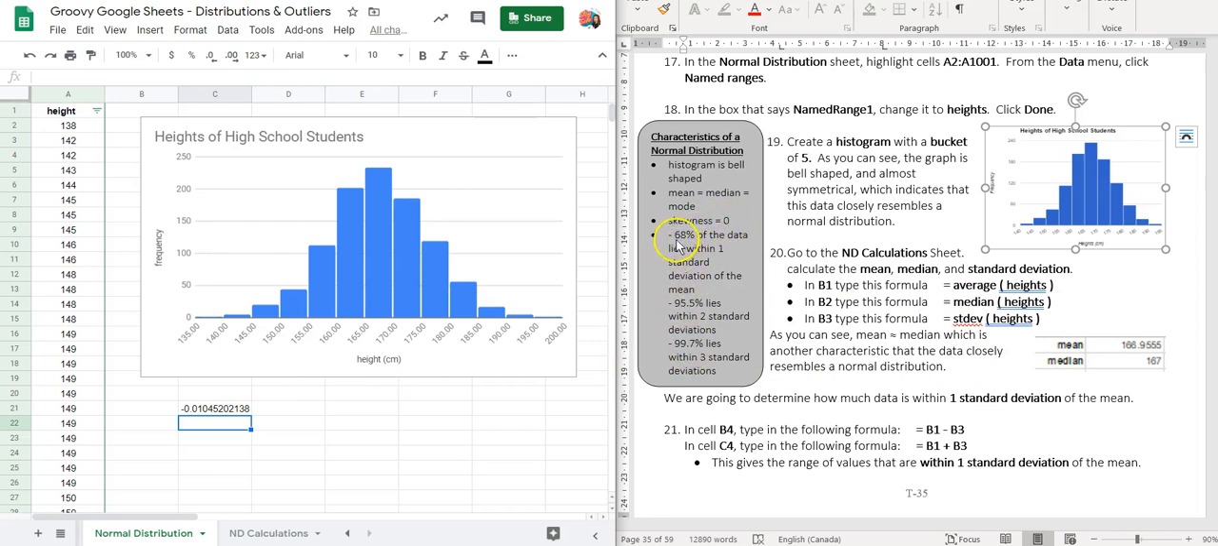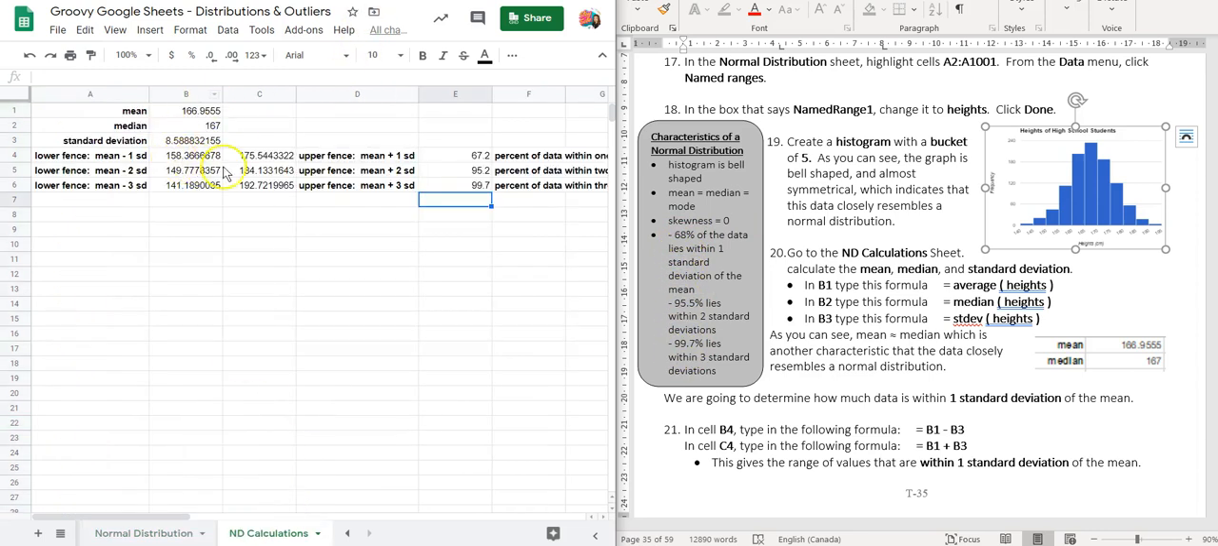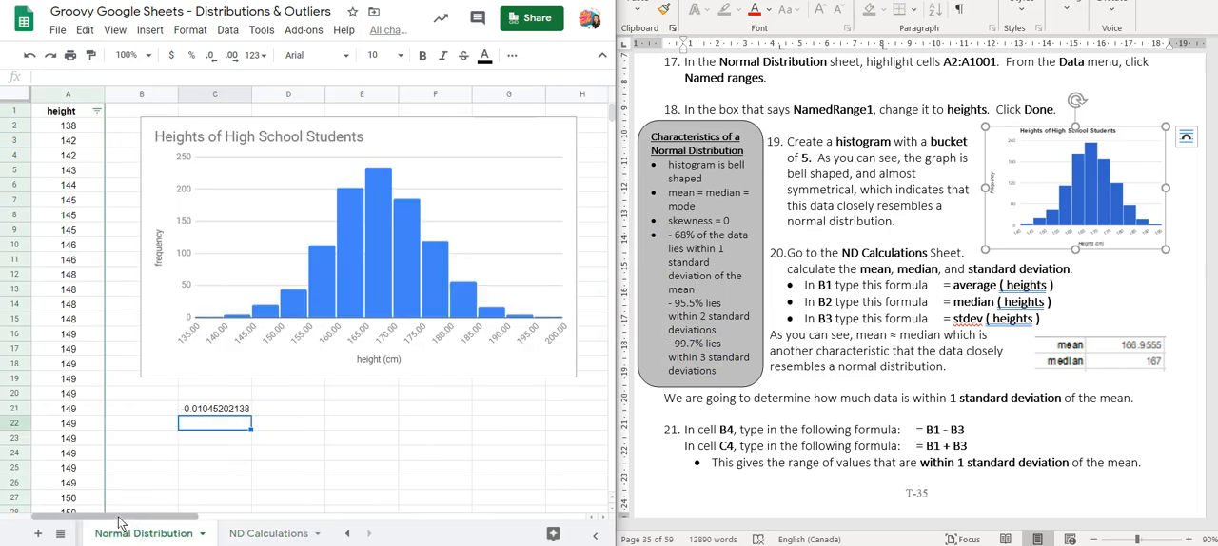And then lastly, our 3 percentages. Within 1 standard deviation was 67%. Within 2 standard deviations was about 95%. And within 3 standard deviations was 99.7%. Those are very close to the 68, 95.5, and 99.7 of a perfect normal distribution. So we could be fairly confident that this data, the heights of students, is normally distributed.